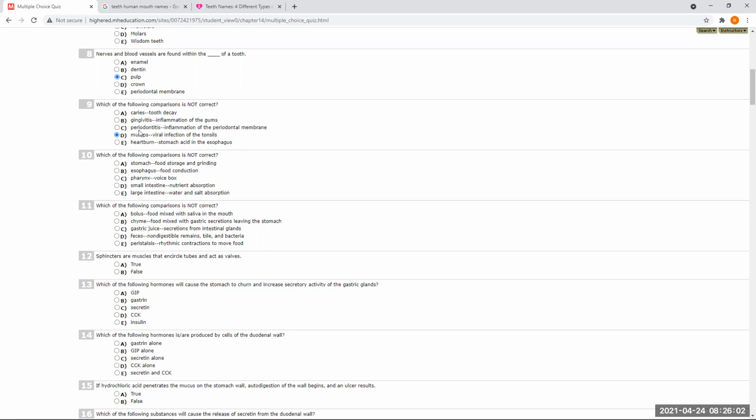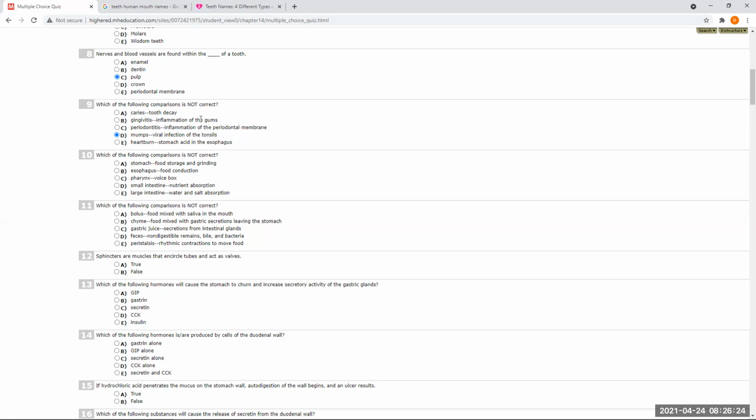So very importantly, the viral infection of the tonsils is tonsillitis, right? And it's not mumps. So that's the difference there. Let's look at number 10. But this is right, caries is tooth decay. So if you go to the dentist and you have dental caries, you're talking about tooth decay.